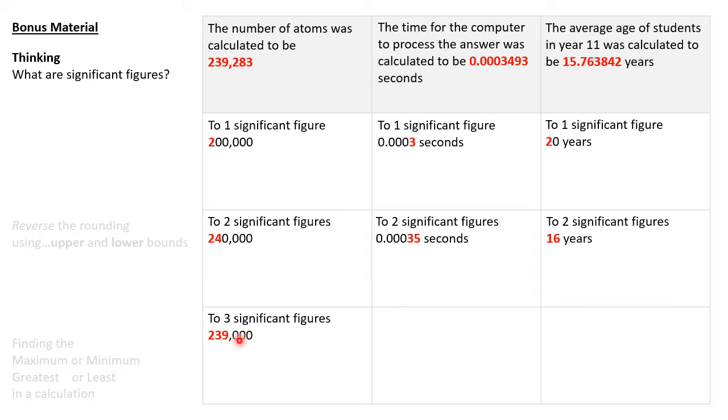Let's quickly do 3 significant figures. 1, 2, 3, because the next column is 2, I don't need to round up, so I've got 239,000 atoms. And this one, 1, 2, 3, the next number is a 3, so I don't need to do anything to that 9. So I've got 0.00349. And then for this age, 1, 5, 7, and then my first 3 digits that are of interest, or my first 3 significant figures. And so the 6, have a quick look at the 6. Because it's a 6, I know I need to round up, so it's become 15.8 years.